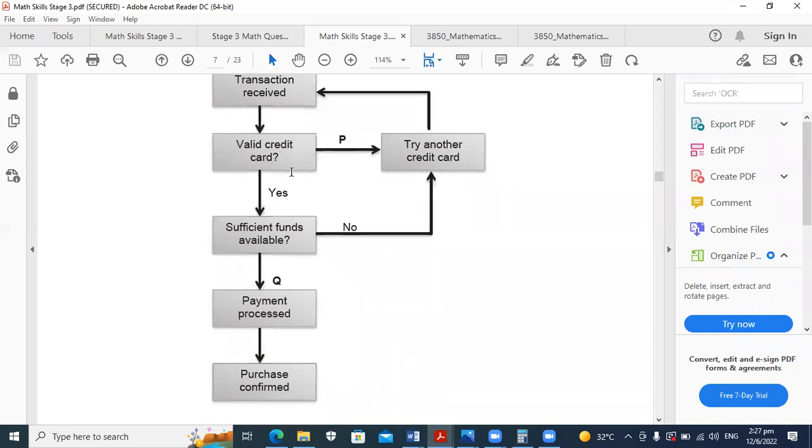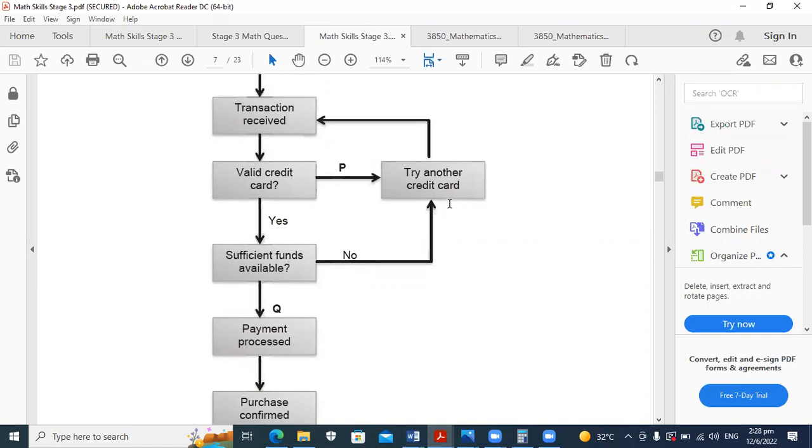What if you have sufficient funds? Sufficient funds are available. Q would have been what? Yes. And then your payment proceeds and your purchase is confirmed. If you don't have enough funds, what? Try another credit card.